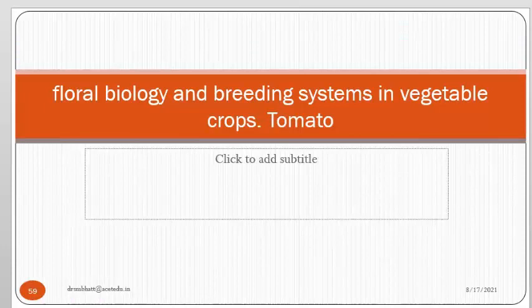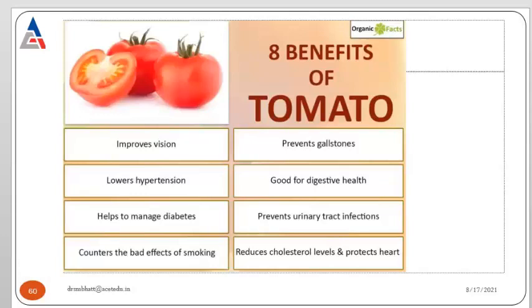So first you should know the importance of tomato: improved vision, lower hypertension, diabetes, prevents kidney stones, good products for health, renal tract and cancer, and also very good for smokers. So people who are smoking a lot, if they eat tomato constantly, it helps. So tomato is very, very important.